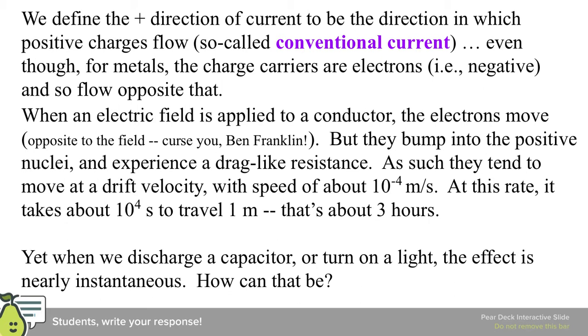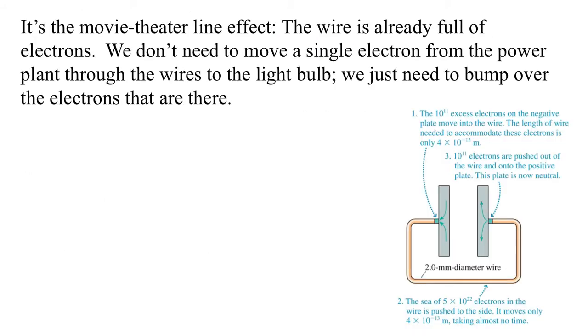That's about 3 hours. Yet if we discharge a capacitor or turn on a light, the effect is nearly instantaneous. How could that be? It's what I call the movie theater line effect. The wire is already full of electrons. We don't need to move a single electron from the power plant through the wires to the light bulb. We just need to bump over the electrons that are already there, so it can happen much more quickly.